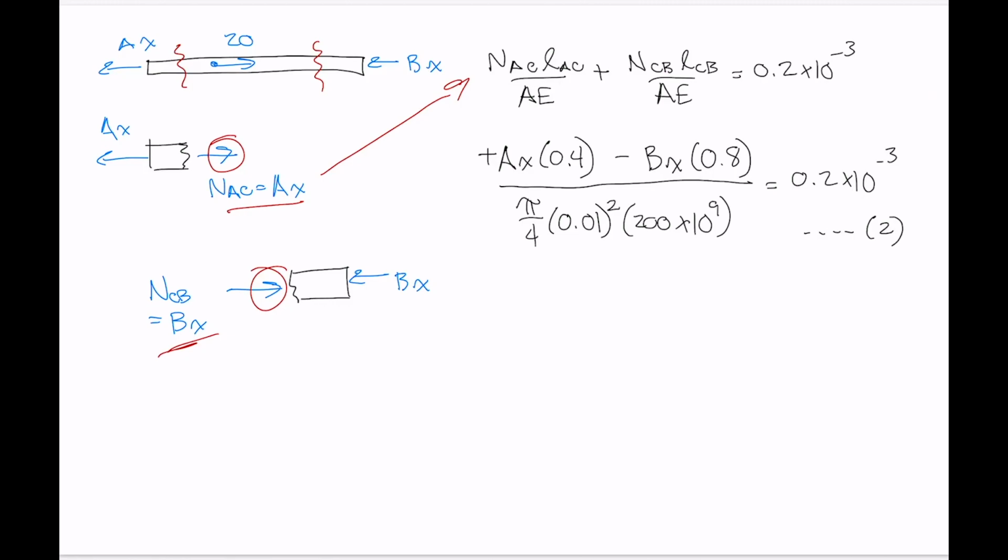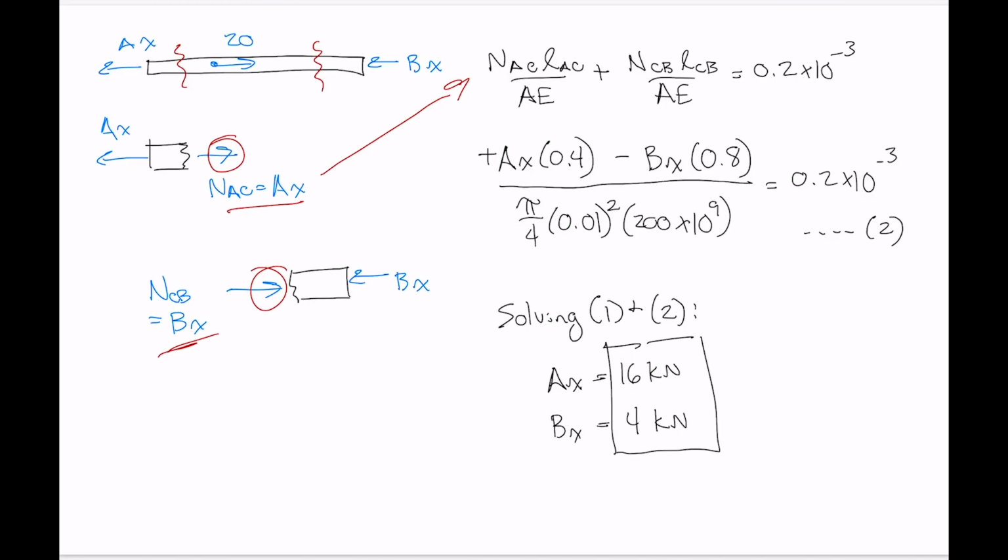So we've applied compatibility criteria and considered deformations to build up a second equation, and now we can plug those both into our calculator and say solving 1 and 2, we get values for AX and BX, and if you do that, AX is 16 kilonewtons and BX is 4 kilonewtons. Okay, there we go. All right, so one important note here is that BX came out to be a positive value.